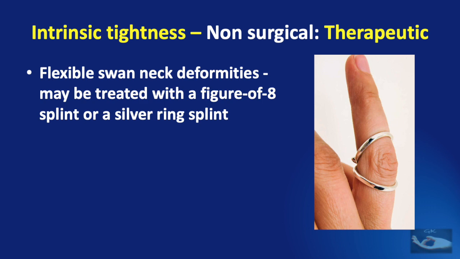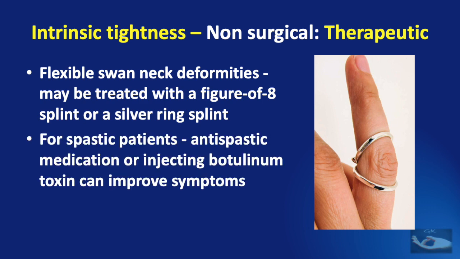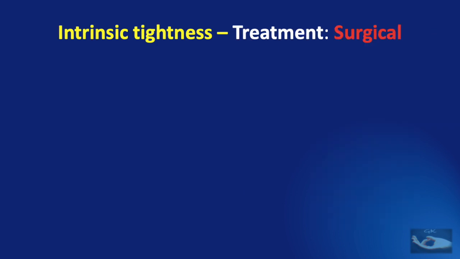Flexible swan neck deformities, which are an intrinsic tightness of the extensors in the finger, may be treated with a figure of 8 splint or a silver ring splint, and for patients with spasticity, antispastic medication or injecting botulinum toxin can improve the symptoms. But these have been for mild tightness of the intrinsics of the hand.